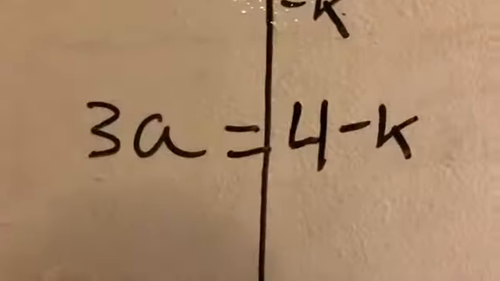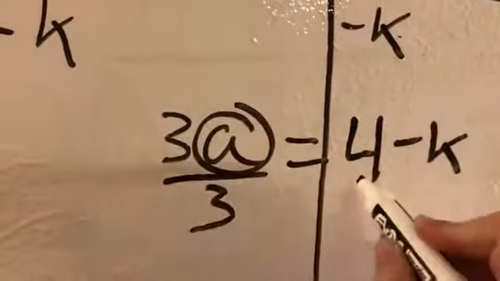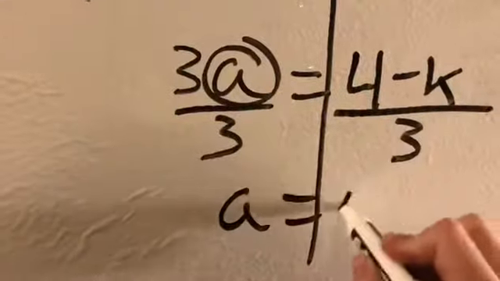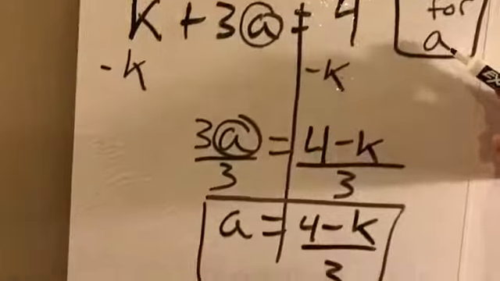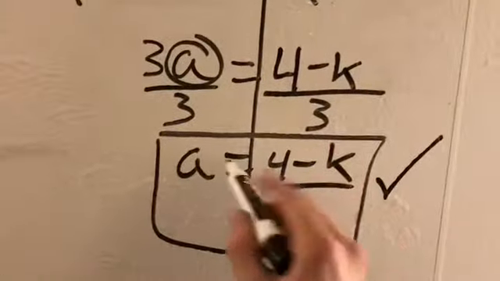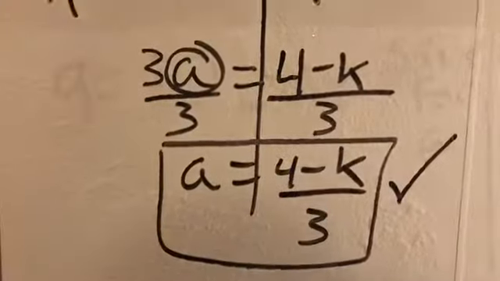Over here, I'm still gonna do the same thing. I'm still solving for A. So I'm gonna divide by 3, but I'm gonna divide the whole thing by 3. So A will equal 4 minus K over 3. As when you're asking to solve for A, as long as A is alone, this is totally correct. You're not gonna get A equals a number, you're gonna get A equals sort of an algebraic expression here.